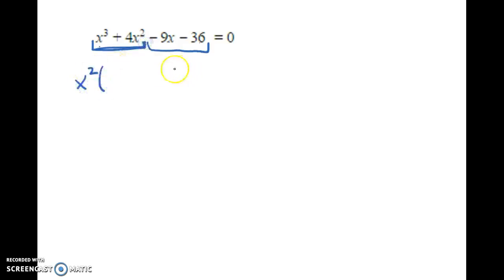And if I use that reverse distributive property idea and I think about getting this x cubed back, I know I have to have an x on the inside here, and then of course to get the 4x squared back I'll have to have a positive 4.